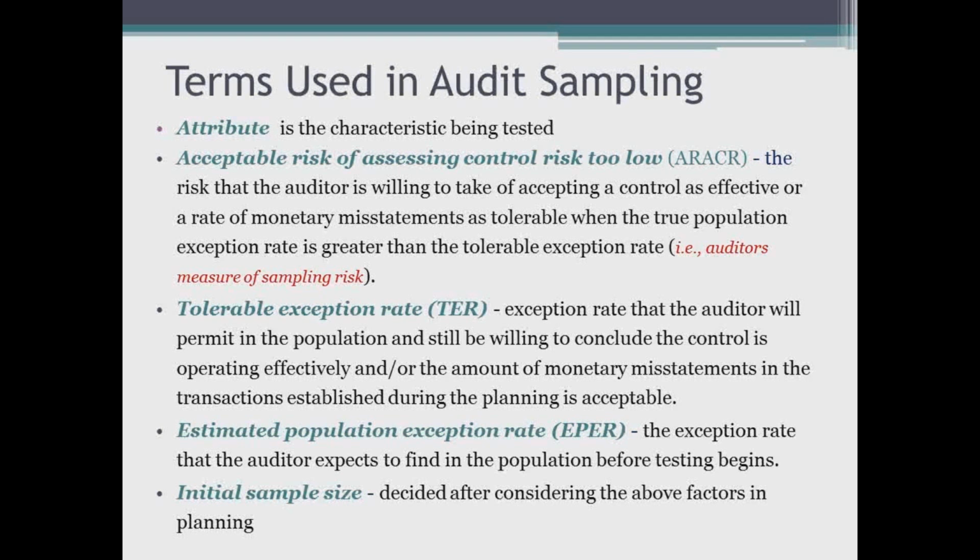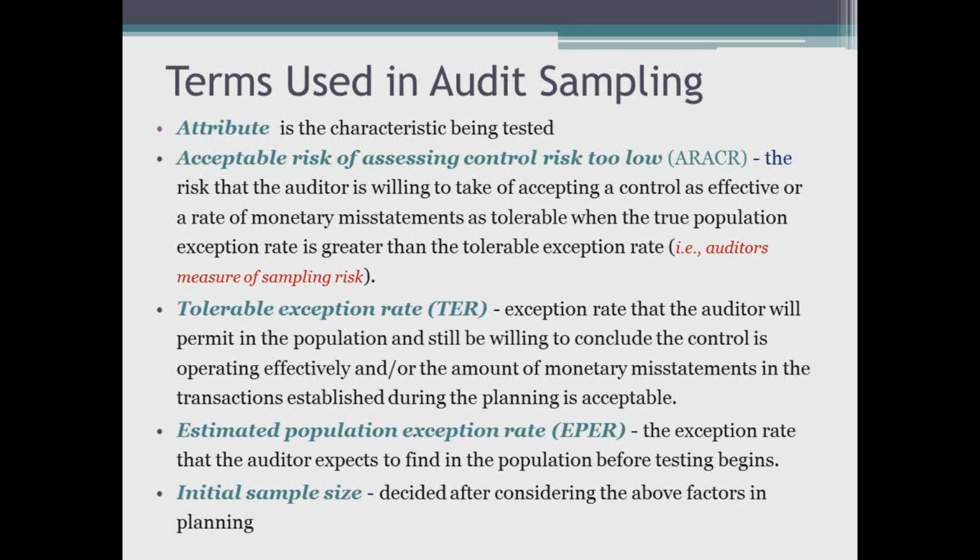And obviously they want to keep that risk low. This is similar in that the auditor is willing to accept some risk that they say that a control is effective and that control is not. Again, just as acceptable audit risk is the auditor's judgment, this is the auditor's judgment in terms of what they're willing to accept. So that's the auditor's measure of sampling risk. Remember when we talked about risk, we said there's some risk inherent in sampling because you're performing sampling.